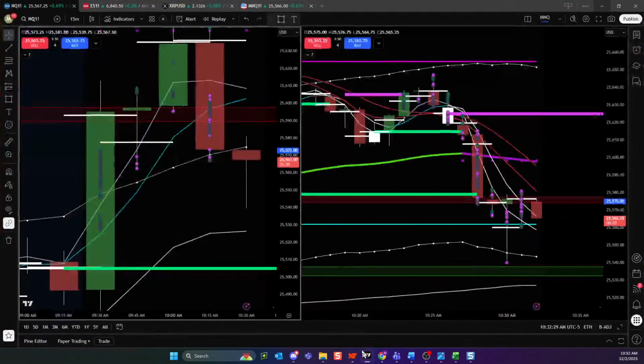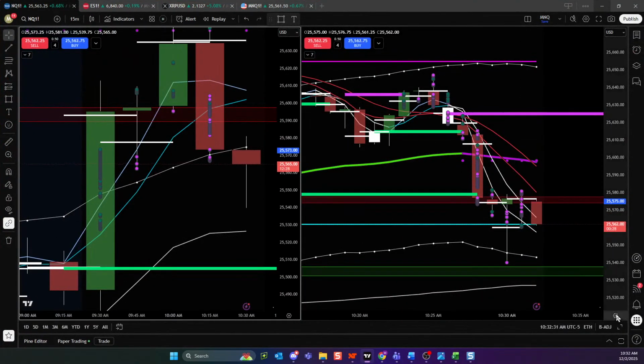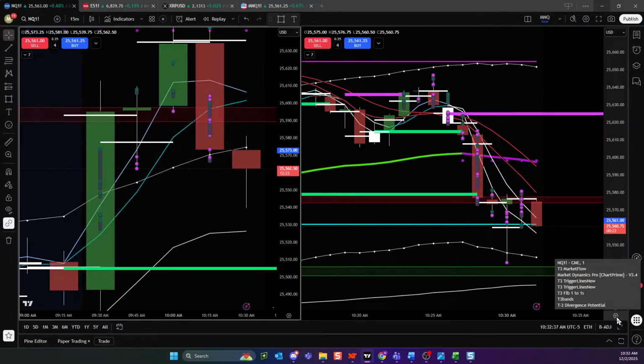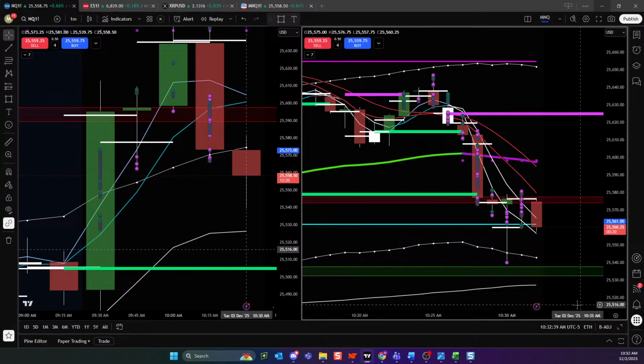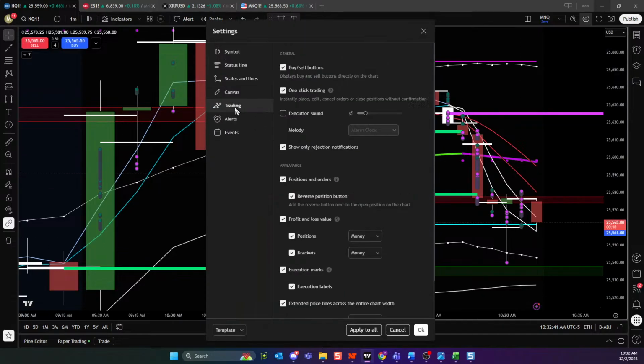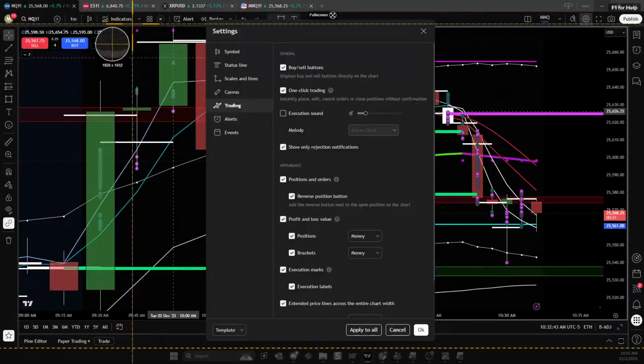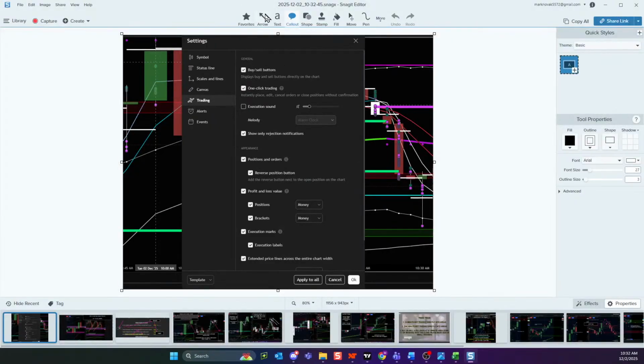Trina asks, how do I turn on my trade entry exit positions? So down here, see the little hexagonal? It's like a nut. Click it. Go to more settings. And then trading. And you're going to want to do, where did it go? Execution marks.